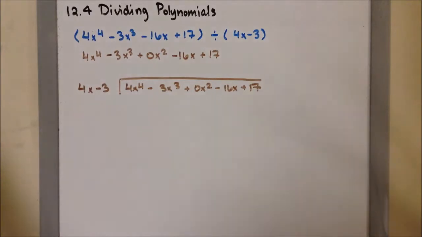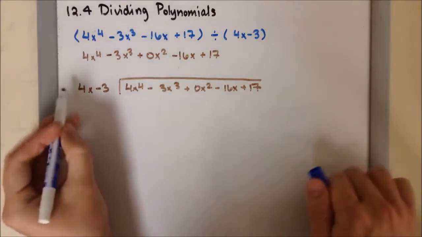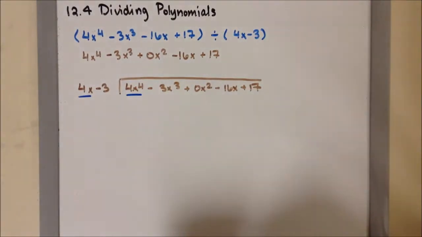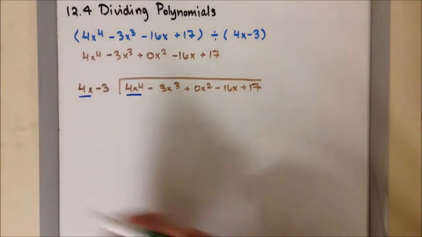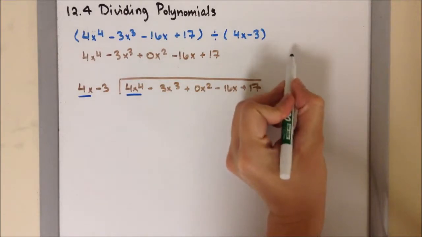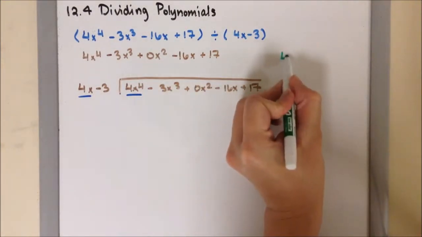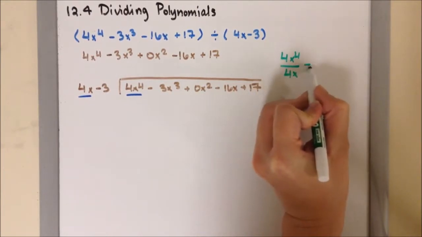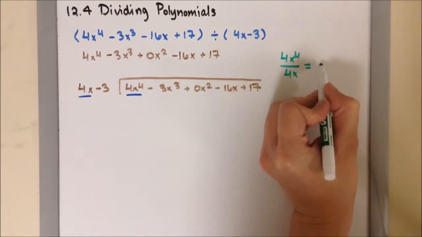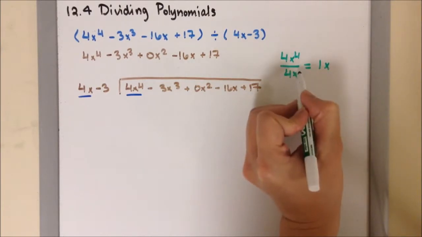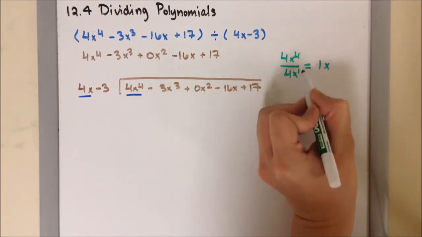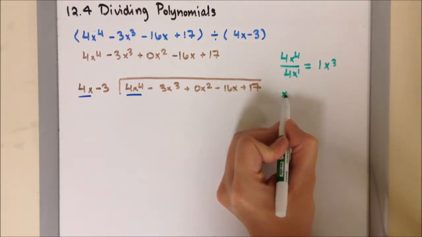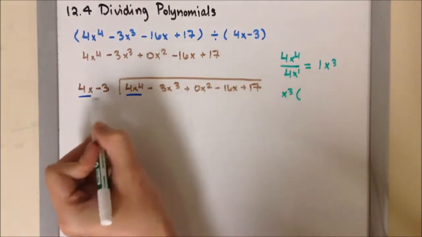Now, when we're dividing, we're just going to look at the first term in both parts. So looking at that, I'm going to write the work here. What's inside? 4x to the 4th divided by 4x. When I divide, it will be 1x, subtracting the exponents, 4 minus 1 would be 3. So 1x to the 3rd, or simply x to the 3rd, multiplied to my divisor.